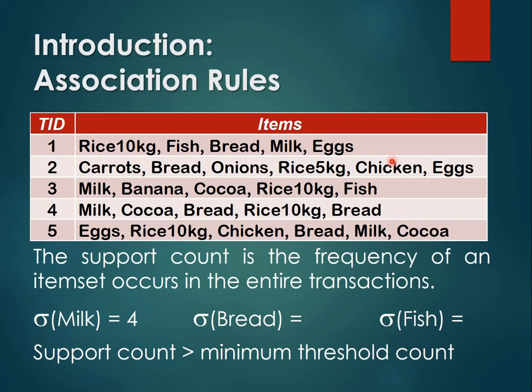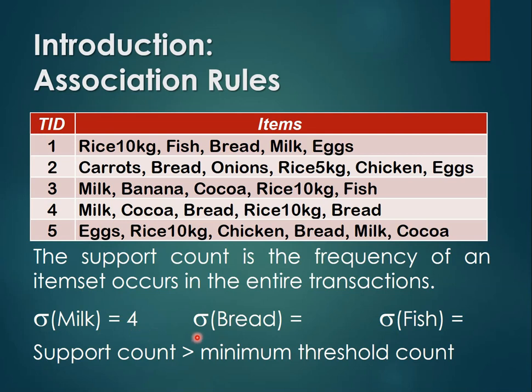In association rules, there is a term called support count, which means the frequency of an item set that occurs in the entire transactions. For example, the support count for milk is 4. This 4 represents the number of transactions that contain milk. Milk appears in transaction ID number 1, 3, 4, and 5. So there are 4 transactions that contain milk.